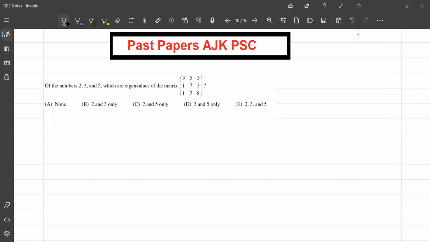So today we will solve this question of the numbers 2, 3, and 5, which are eigenvalues of the matrix. We are given a 3 cross 3 matrix, and simply we can calculate its eigenvalues. Then we choose the best option. So we are given a matrix. First of all, I will tell you about the eigenvalues.